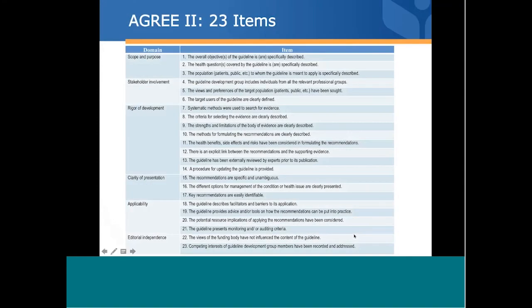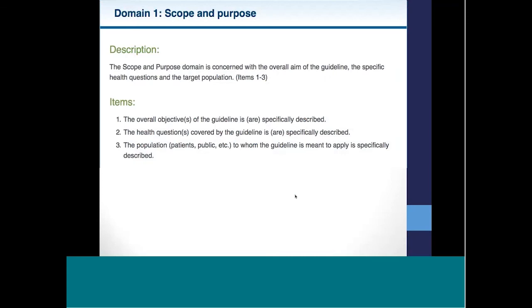As you can see here, in the first column we have all the domains, the 6 domains that I just mentioned, and in the second column we have the items. Some of the domains have 3 items, others such as rigor of development, which is the third domain, have 7 items, and others like editorial independence have only 2 items. Let's go one by one in the domains.